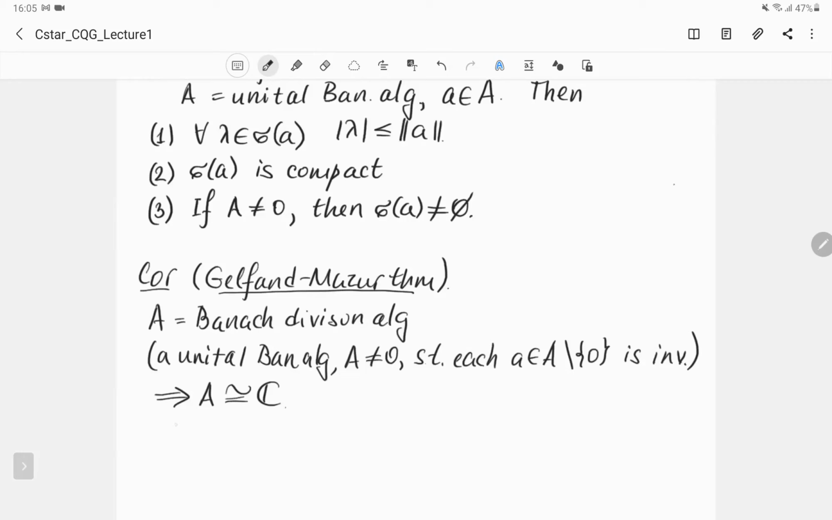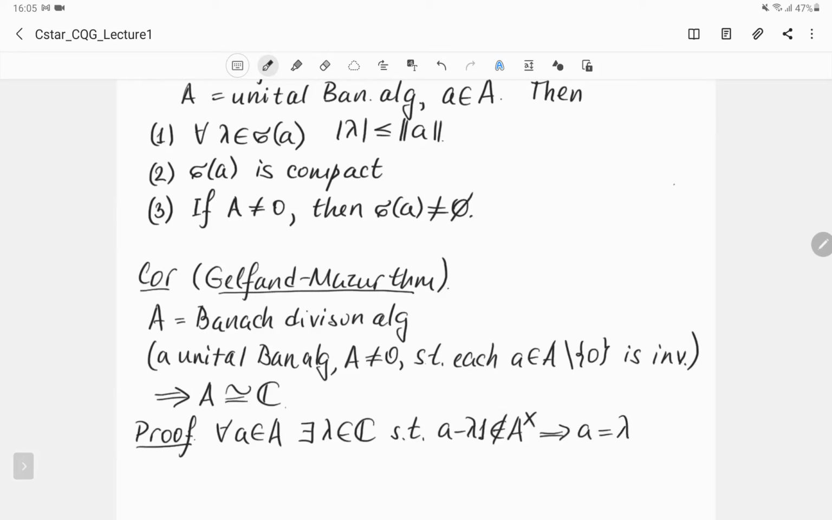And the proof is very easy. It's just a line. If we take an arbitrary element in our algebra, then we already know that the spectrum is non-empty. So we can always find a complex number lambda such that A minus lambda is not invertible. But since A is a division algebra, this means that this element is 0. That is, A equals lambda 1. So actually, A is spanned by the identity element.